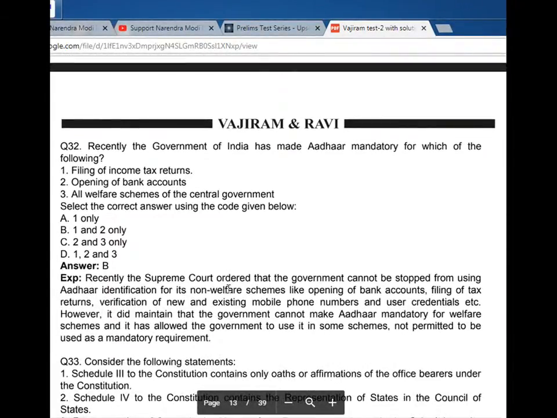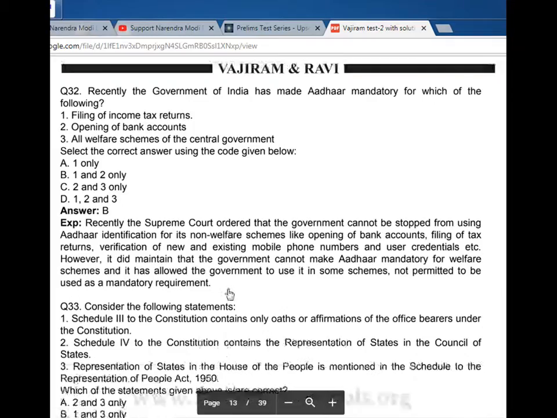Recently, the Government of India made Aadhaar mandatory for which of the following: 1 is filing of income tax return, and 2 is opening bank accounts. 3, all welfare schemes of the central government, is not correct. Aadhaar is allowed for welfare schemes, and the government is allowed to use it for some schemes, but it is not permitted to be used as a mandatory requirement.